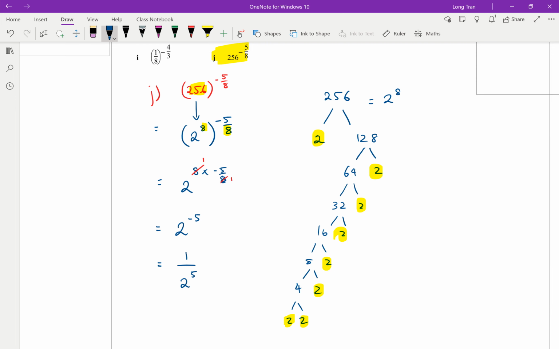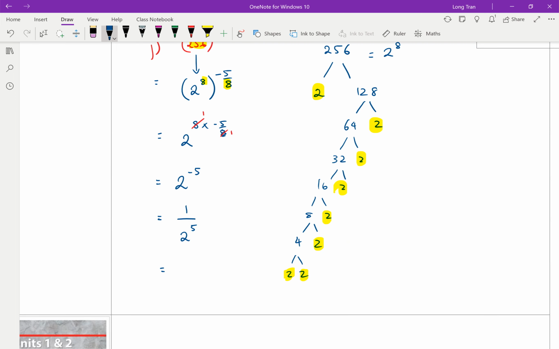So I'm using all the index laws here. And because they said evaluate, you can't just leave your answer as 1 over 2 to the power 5. You do need to figure out what 2 to the power 5 is. Count with your fingers. 2 times 2 is 4. 4 times 2 is 8. 8 times 2 is 16. 16 times 2 again, so that's 5 times now. That's 32. Okay, so I know the answer is 1 over 32.